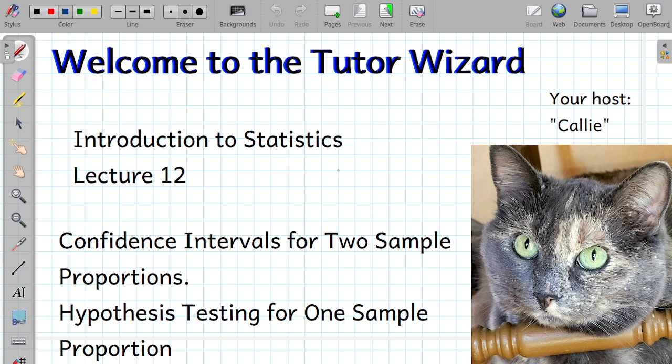Our elder cat is Callie, so she's your maître d' today, your hostess today. Callie's got to be about 12 or 13, I think, by now. Very interesting kitty cat. What we're doing today is Introduction to Statistics, lecture number 12, following hot on the heels of number 11.